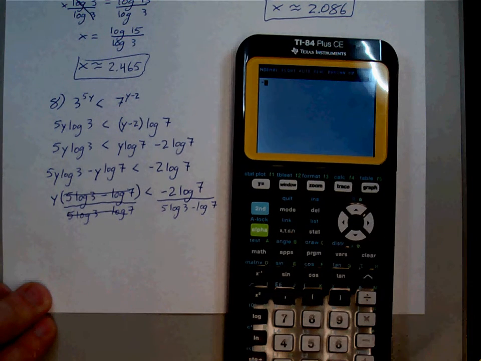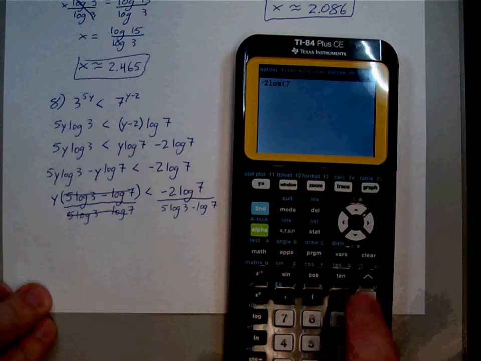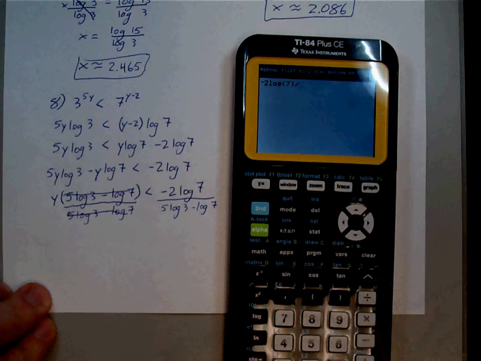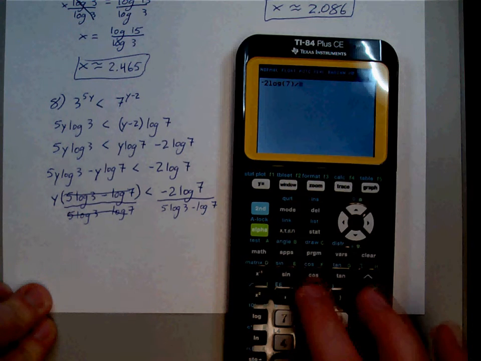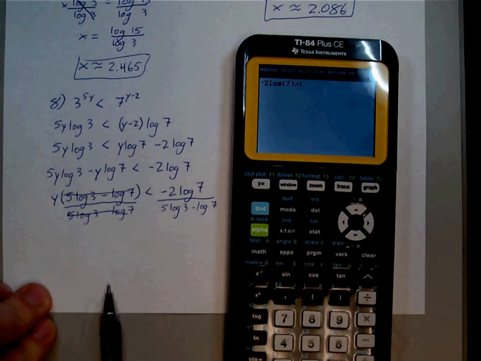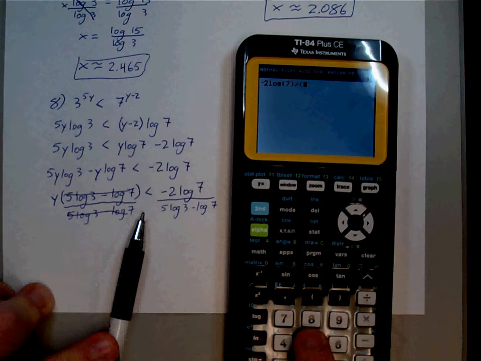So I'm typing in negative 2 log of 7, close the parentheses, divided by, now in the denominator I'm going to need to put a set of parentheses around the denominator because there's multiple things there. So it's very important that we do a set of parentheses around the denominator. It's not necessary to do it around the numerator. You can do it, but the denominator has to happen.